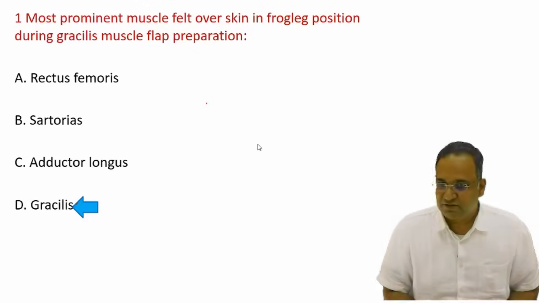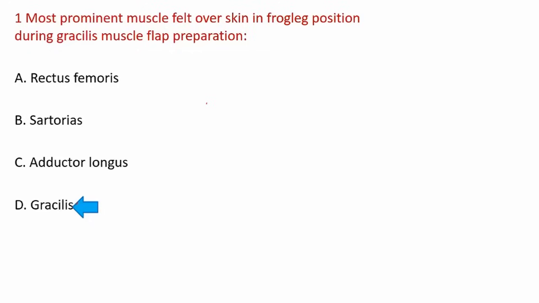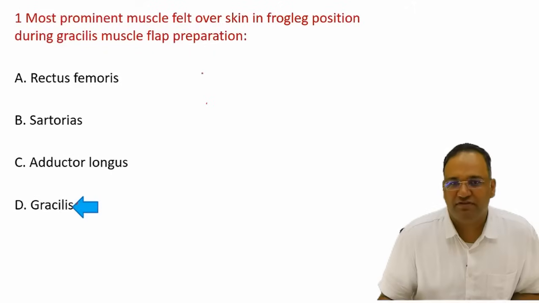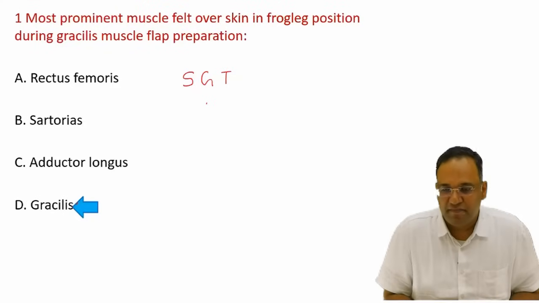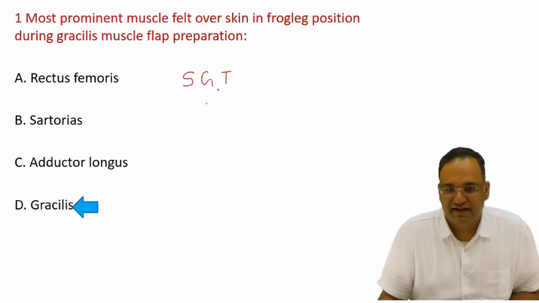Yes, gracilis is also in the medial aspect only. Gracilis muscle is in fact more medial than adductor longus. Have you heard of this? Sartorius, gracilis and semitendinosus, SGT. The medial most compartmental muscles are sartorius, gracilis and semitendinosus. They are attached to the medial aspect of the tibia.